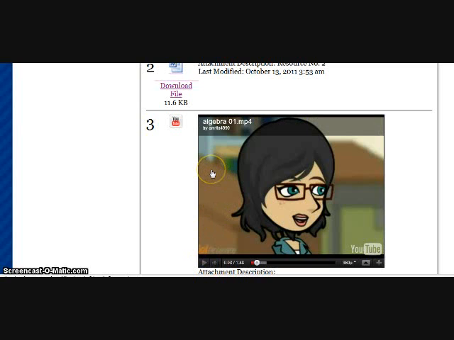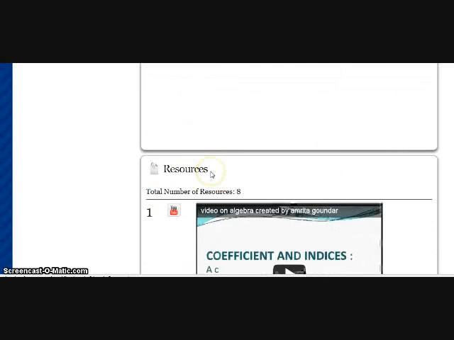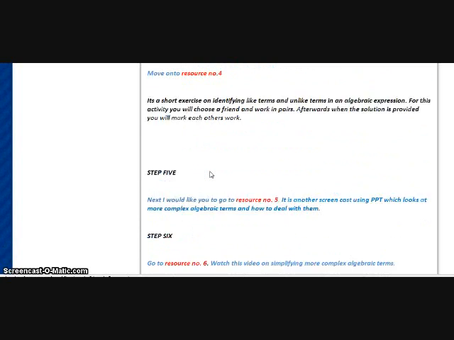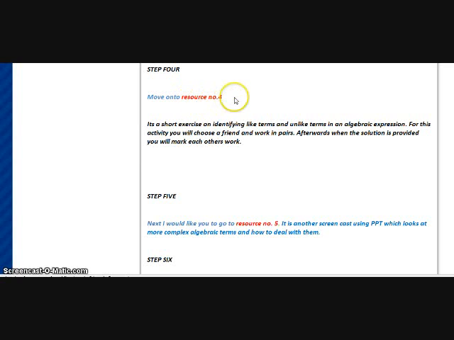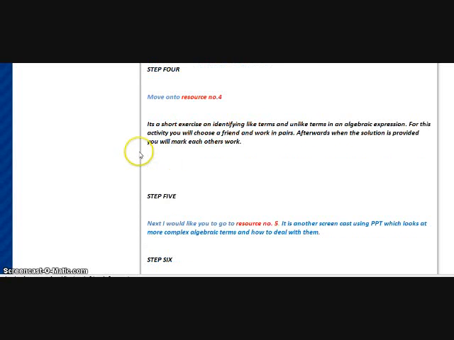This screencast looks at identifying like terms and unlike terms, and the students are going to use this to do the questions that I have put in resource number 4. In most of the activities that I have placed, I expect the students to work in groups or in pairs. This promotes cooperative learning in the classroom.